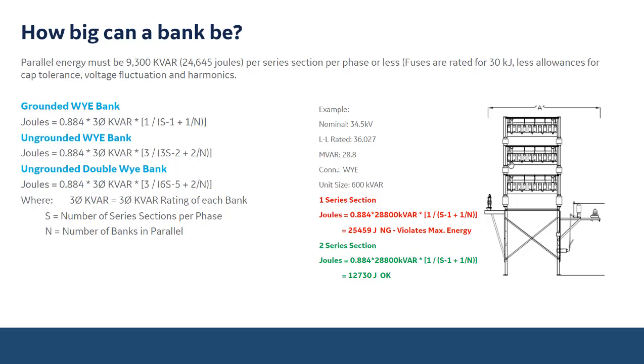So if I used one series section, in that joules calculation, what you see here, I would get 25,459 joules, and that will not be acceptable in the design. It violates that max energy calculation. So where this one series section would be the cheapest option for the customer, I'm required to go to two series sections and run through that calculation again. With two series sections, I get 12,730 joules, and that is sufficient.